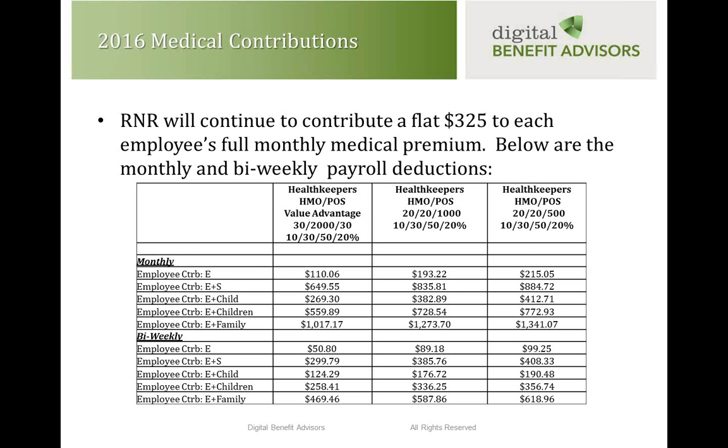And then you'll see your monthly deduction, and it goes employee, employee spouse, employee child, employee children, and employee family. And then under that, you'll see the actual biweekly, so what's coming out of your paycheck on a biweekly basis for each tier and each benefit.